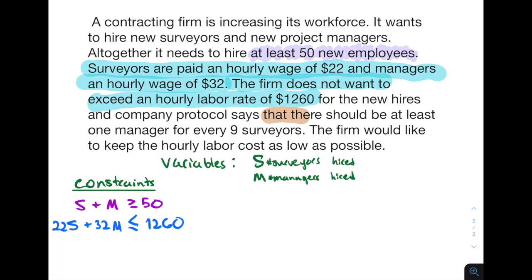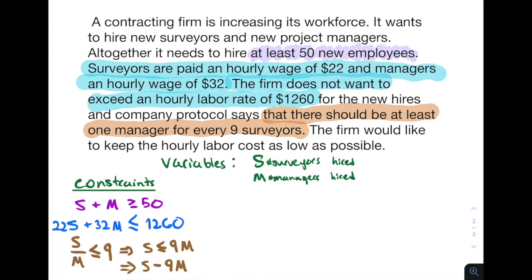Lastly, we see that there should be at least one manager for every 9 surveyors. This tells us that the ratio of surveyors to managers should be less than or equal to 9. To make this look a little bit more similar to our other ones, we can rearrange this to be number of surveyors should be less than or equal to 9 times the number of managers. And to make it even more familiar with how the others look, we could rearrange this to say the number of surveyors minus 9 times the number of managers is less than or equal to 0.